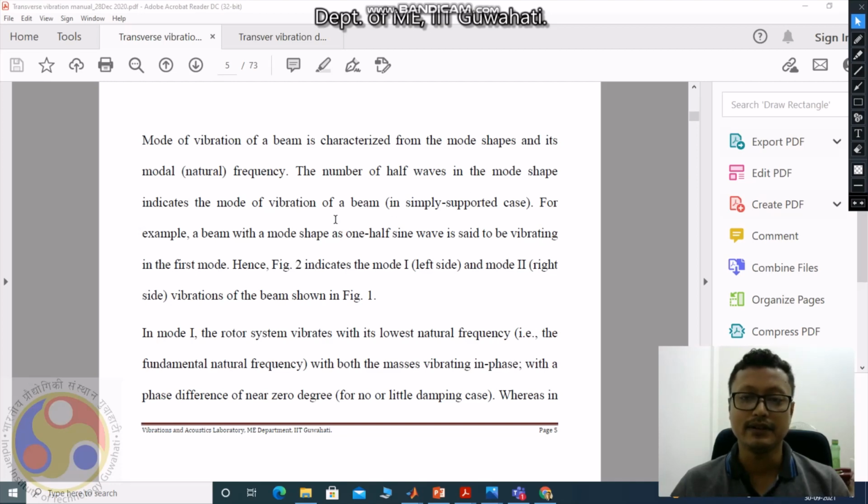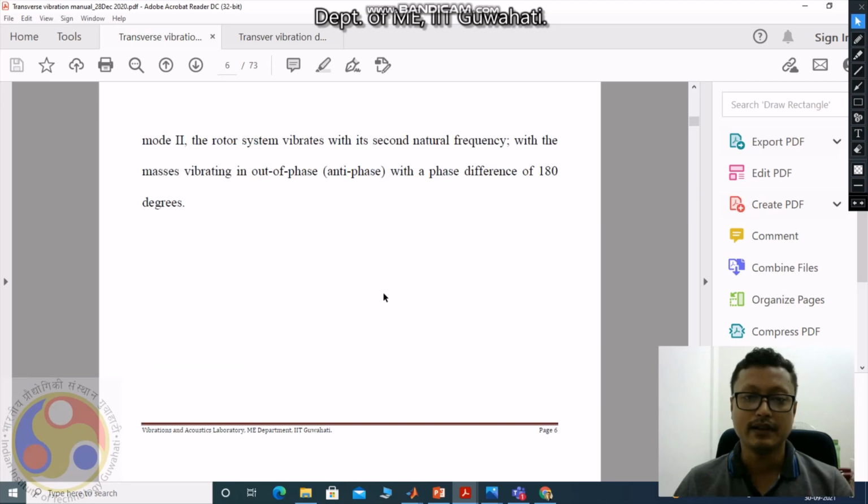This manual will be shared with you. You can read all of these things, so I will point out the main things here. Here, this mode shape. What is a mode shape? It is the mode shape of a vibrating beam, a characteristic of the natural frequency. The number of half waves in the mode shape indicates the mode of vibration of the beam in the simply supported case. These are the theory part.